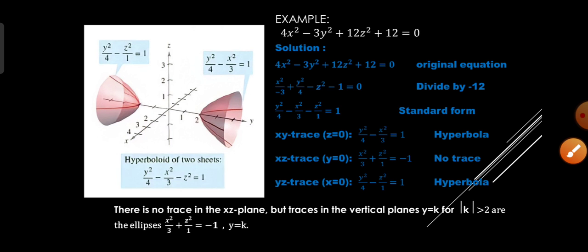So the yz trace, or x is equal to 0, is y squared over 4 minus z squared over 1 is equal to 1, which is a hyperbola. So there is no trace in the xz plane but there are traces in the vertical planes y is equal to k, for k greater than 2, which are ellipses. x squared over 3 plus z squared over 1 is equal to negative 1, or y is equal to k.